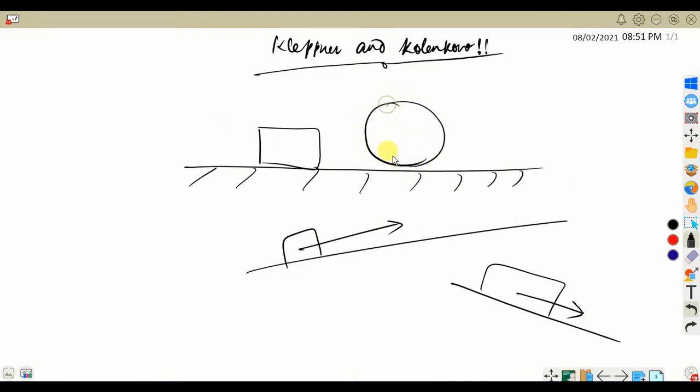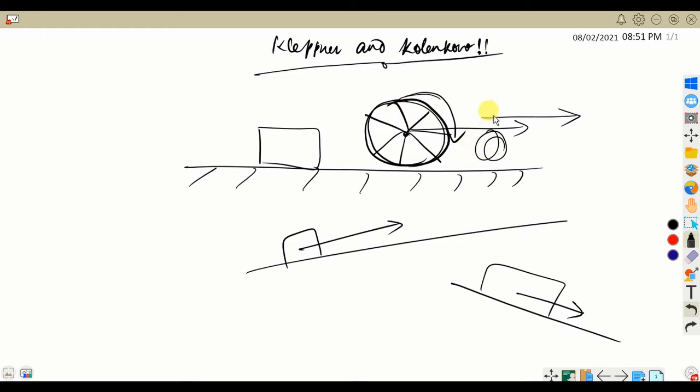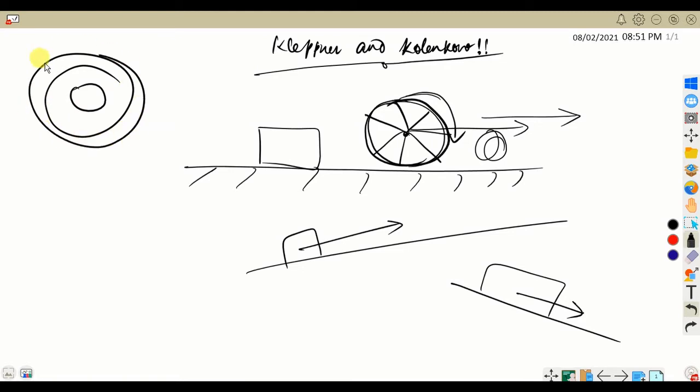Suppose you are riding a bicycle, going forward. It is also an example of motion in a straight line. But here there is some involvement of rotation, because the wheel is a circular thing. All the spokes, or the wheel itself, are going round and round. So suppose you have some object which is going round and round. That kind of motion is called circular motion.